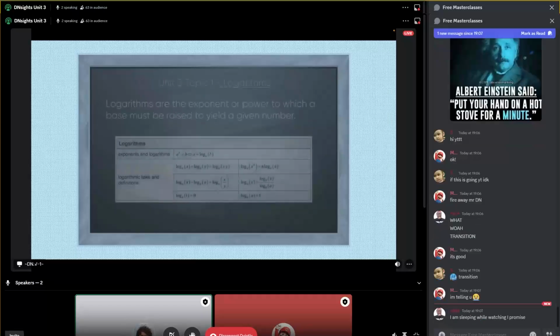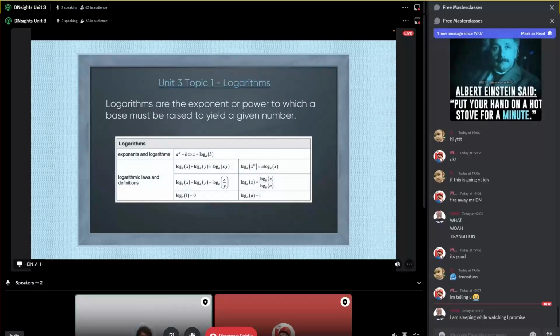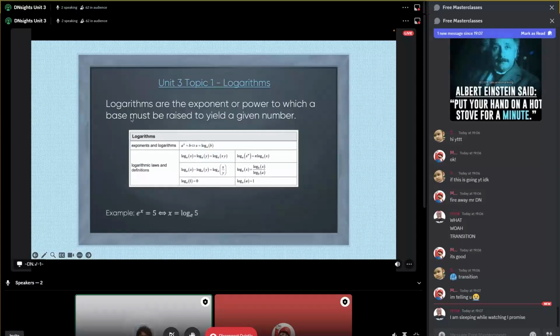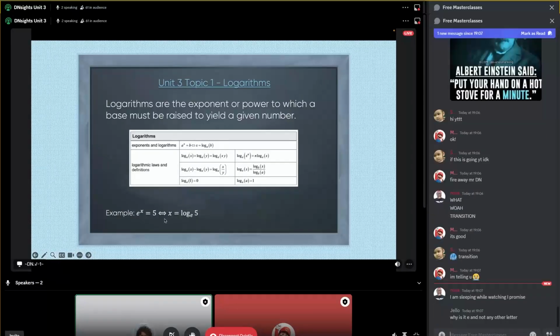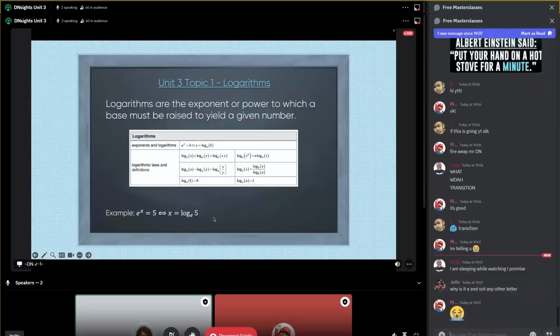Okay, let's get straight into the first topic, logarithms. If you look at this first line here, we've got logarithms. They are the exponent or power to which a base must be raised to get a certain number. So let's say I have e to the power x equals 5. That power is going to be x, and I can get x by rearranging to logarithmic form, which means x is log 5 to base e in this equation. And as you should know, log to base e is ln.